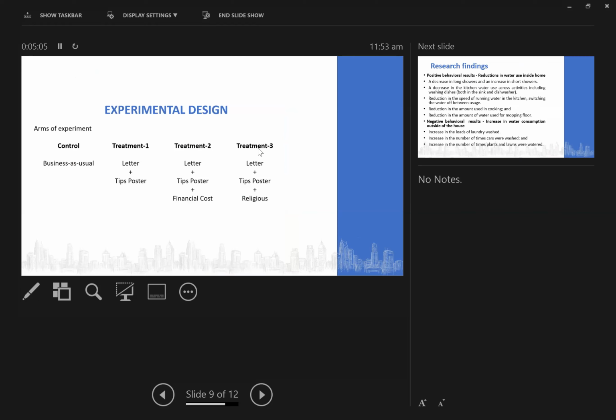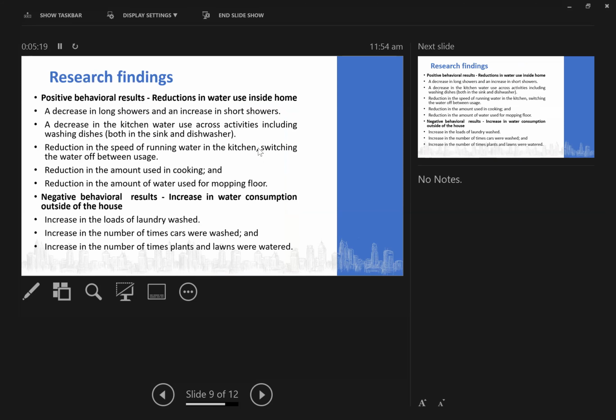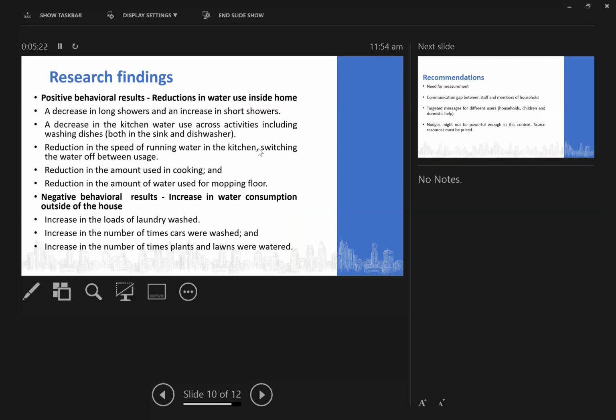The way we conducted the experiment was we had a control group, which was business as usual. Then we sent different treatments: treatment one was the letter and the poster, treatment two was letter, poster, and the financial cost, treatment three was letter, poster, and religious content. The findings were quite, to some extent, surprising, but they gave us some lessons. It was a pilot, so we wanted to derive some lessons out of it. When these posters and messages with nudges were sent, we realized that there was a reduction in water use inside the boundary of the house.